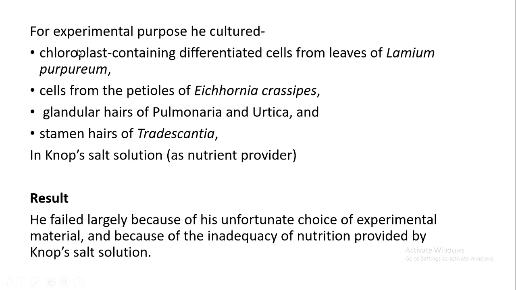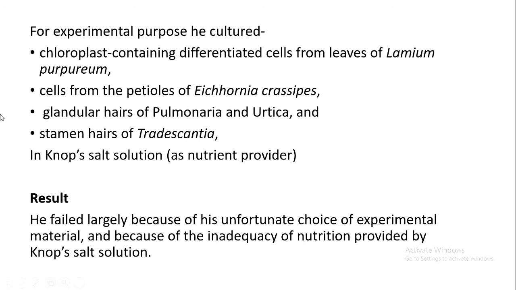He took different types of cells from different organs of a plant. From leaves, he took differentiated cells containing chloroplast. He also took petiole cells, cells from petals from another species of plants, glandular hairs here, and also stamen here. That means he tried to have a pure and sophisticated experiment by having different types of cells. And the solution he used was called Knop's salt solution. It was one of the renowned plant nutrient solutions at that time.